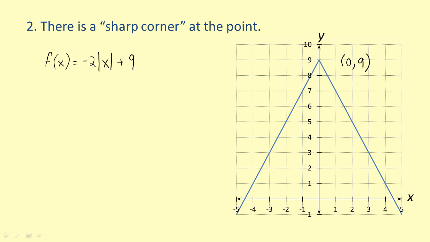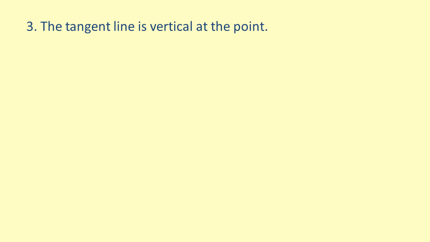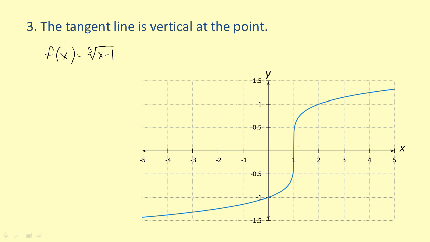The final condition where a function fails to be differentiable can be seen in f of x equals the fifth root of x minus 1. Looking at the point 1, 0, we see that the curve appears to be vertical. In fact, the tangent line is vertical when x equals 1. This means that the derivative is undefined because the slope of a vertical line is undefined.